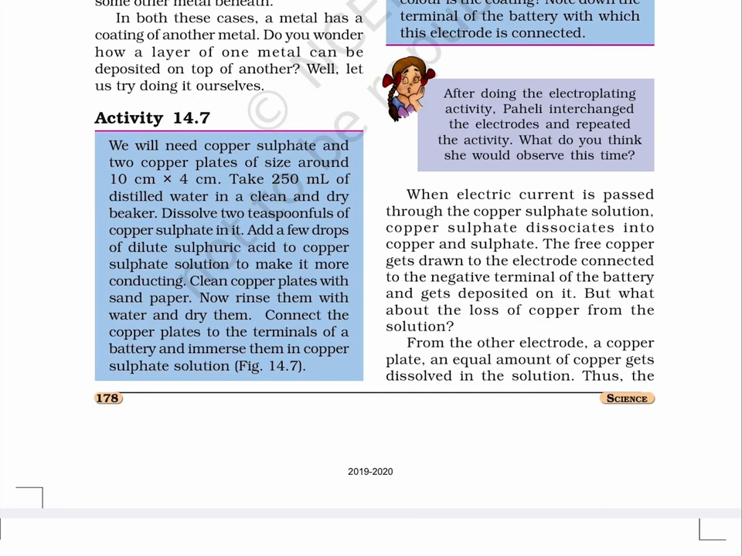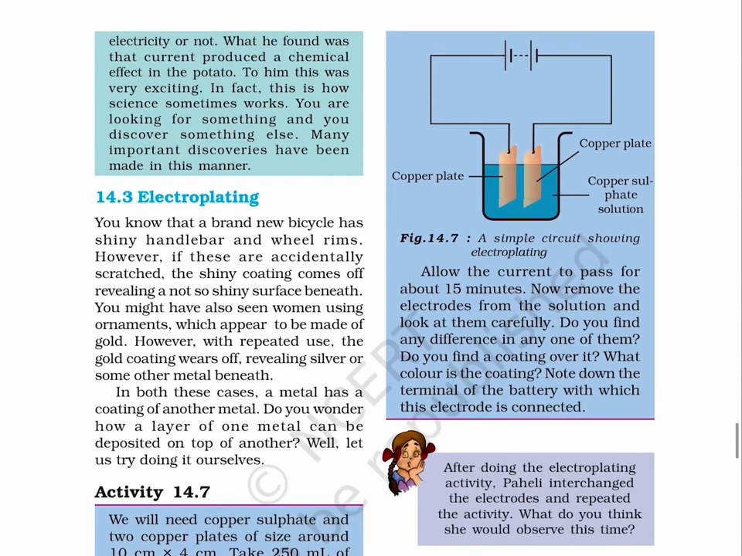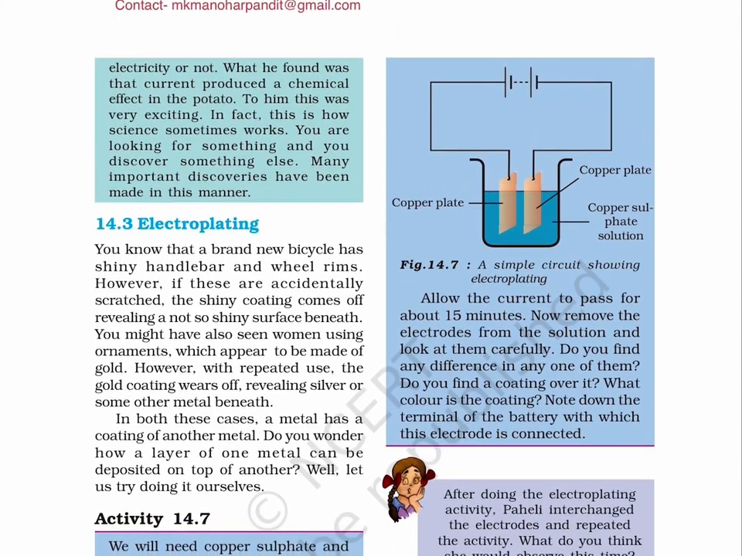Connect the copper plates to the terminals of a battery and immerse them in copper sulfate solution, as shown in figure 14.7. Figure 14.7. A simple circuit showing electroplating. Allow the current to pass for about 15 minutes. Now remove the electrodes from the solution and look at them carefully.